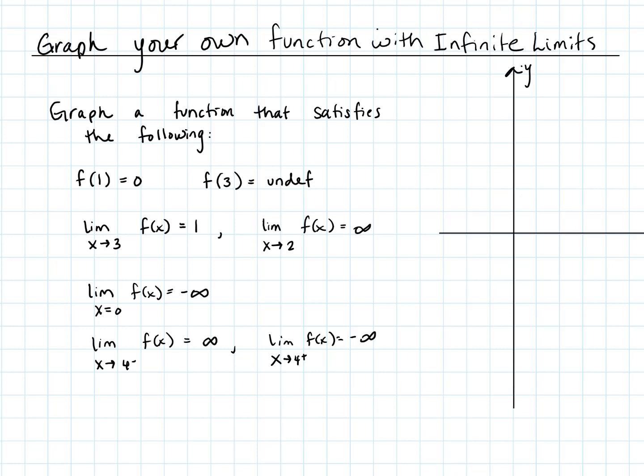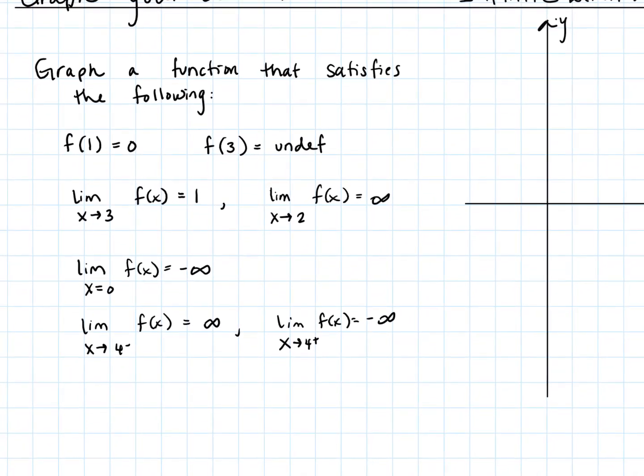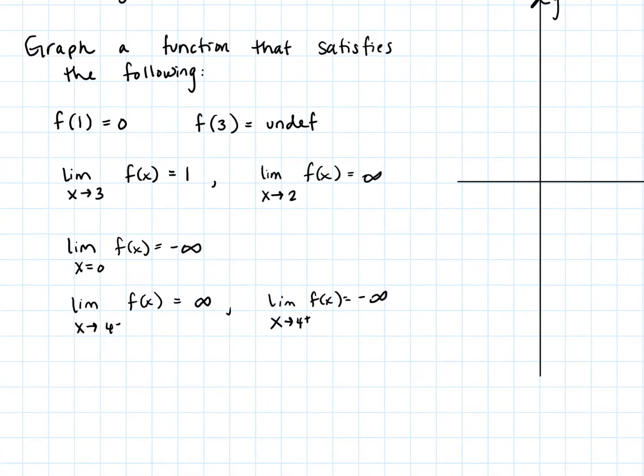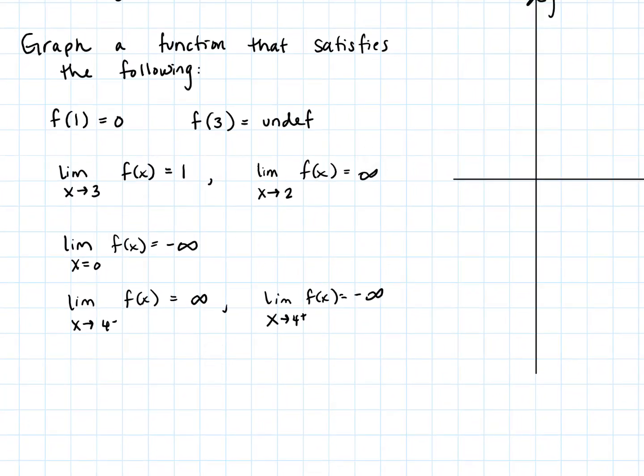So if we have a list of criteria, and we have quite a bit of criteria here, this says graph a function that satisfies the following. And we're given some information. In the first line here, we're given some information about function values. And then in the next 3 lines, we're given some information about limits of the function and what the function is doing around certain x values: x equals 3, x equals 2, x equals 0, and x equals 4. So let's go ahead and get right into it.